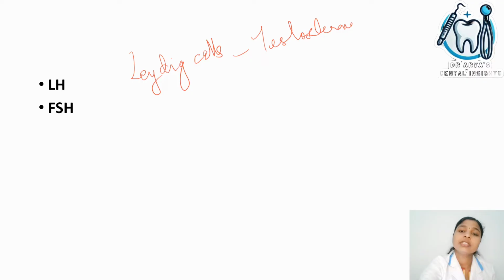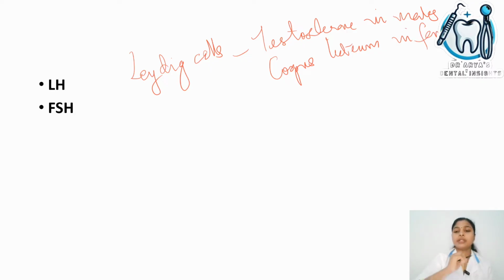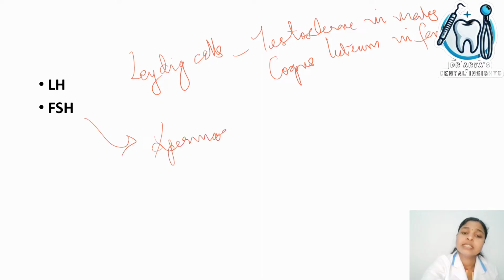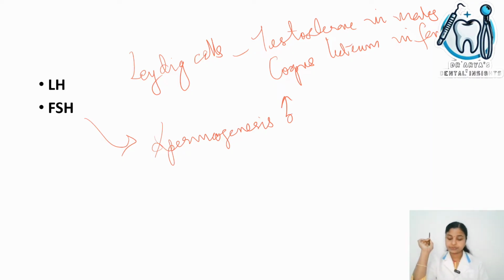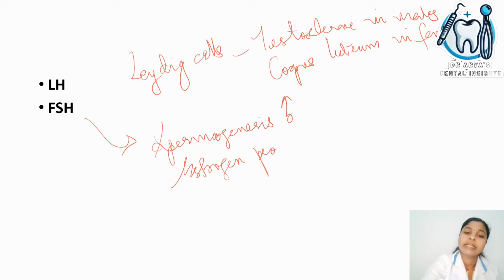So it produces testosterone in males and formation of corpus luteum in females. Okay, so that is the role of LH, testosterone in males and corpus luteum in females. And what does FSH do? It promotes spermiogenesis in males and estrogen production in females.